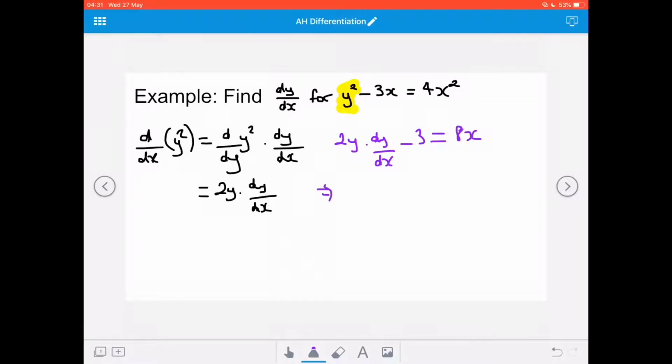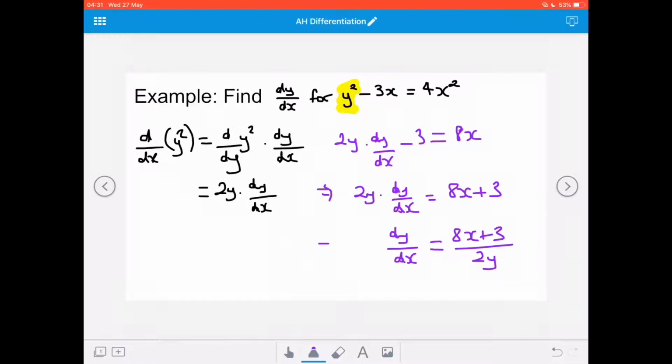So that gives us 2y multiplied by dy by dx equals 8x plus 3. And then we're going to divide both sides by 2y in order to isolate our dy by dx. And we're going to end up with 8x plus 3 all over 2y. And that is the derivative of our implicit function.